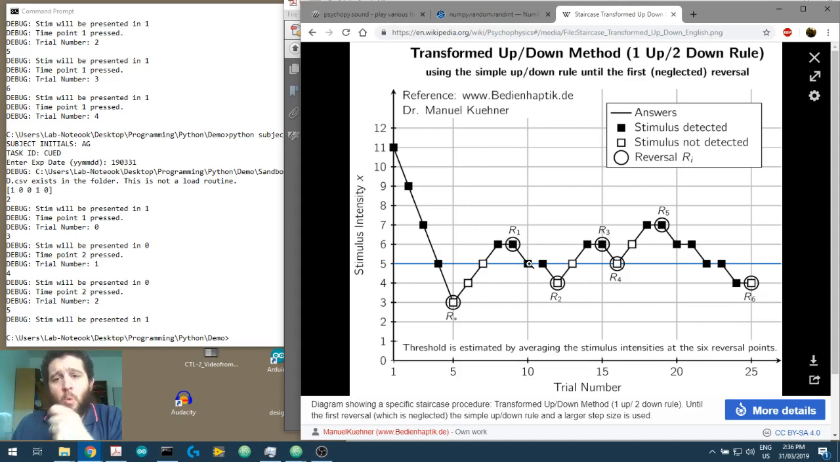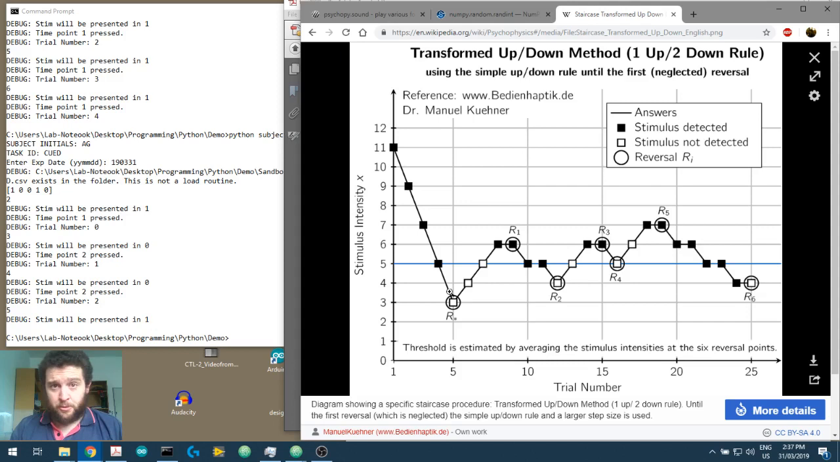The reason we do this different rule at the start is we basically get down close to threshold as quickly as possible, so we don't waste a lot of time and a lot of the attention and awareness of our subject, you know, away from threshold. The point of this experiment is to get close to threshold and then to see how the responses shift as we go above and below the threshold.